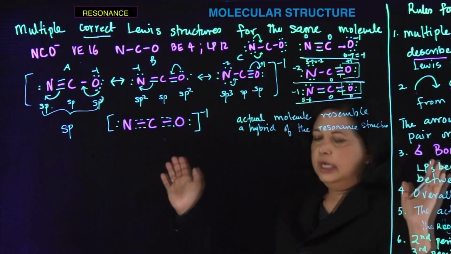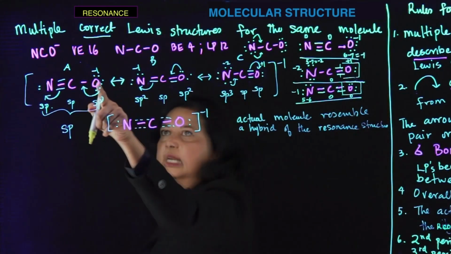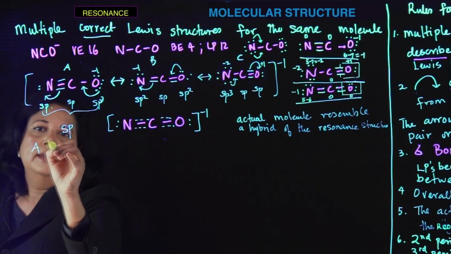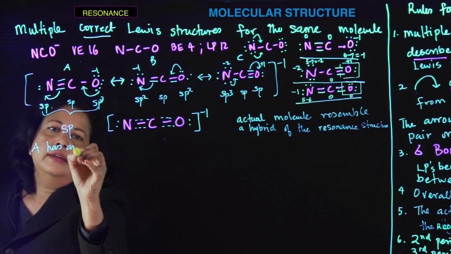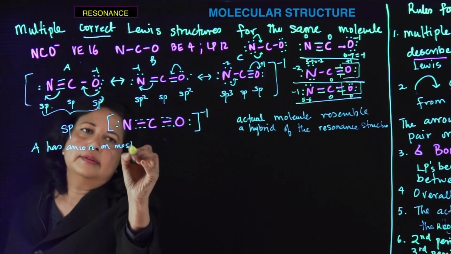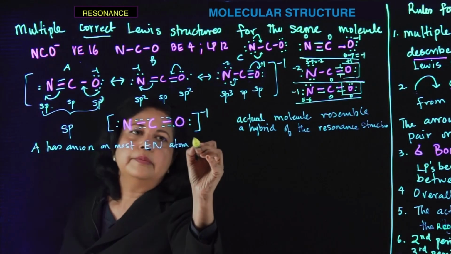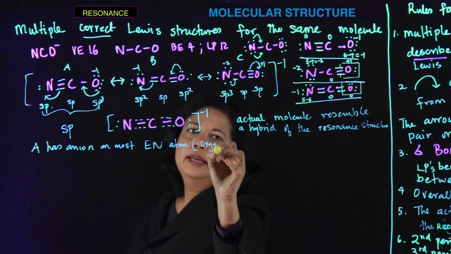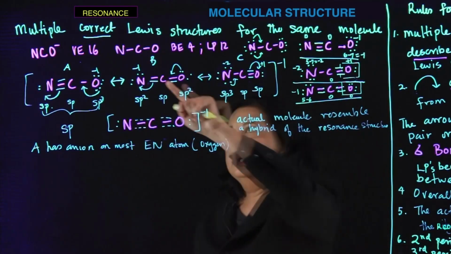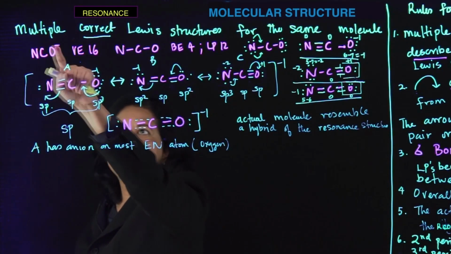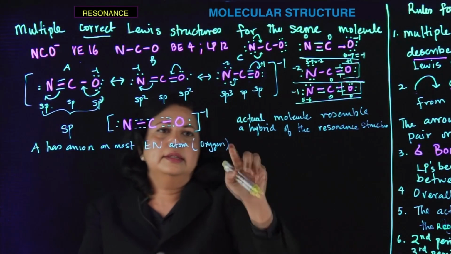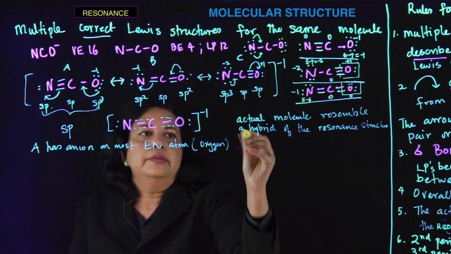If you take your electronegativity table, oxygen is the most electronegative. So over here, A has the anion on the most electronegative atom, which means oxygen. And the overall charge is minimal, -1. It has to have a -1 because we're starting with a -1. Okay, so this could be sodium isocyanate. So over here, this is the best.